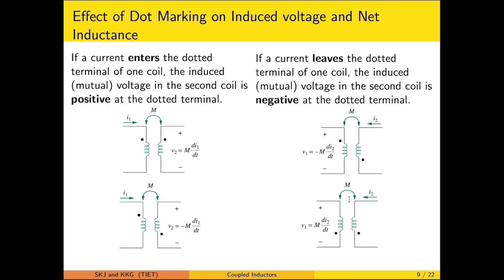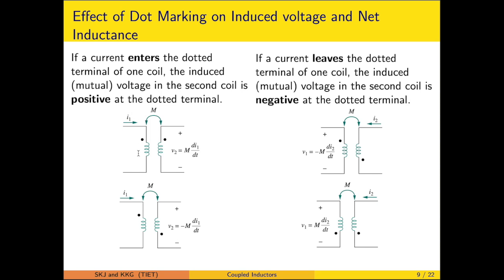Now once the dots are placed, whatever the physical orientation, how the coils are wound around the magnetic core, can be suppressed or eliminated. So this is the situation. Now we have to account for the effect of the current entering or leaving the dotted terminals.